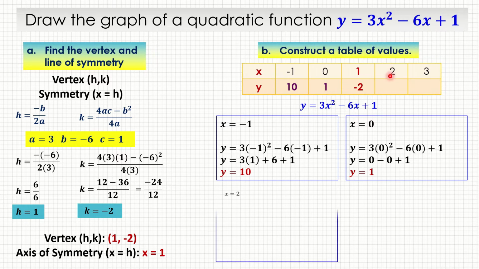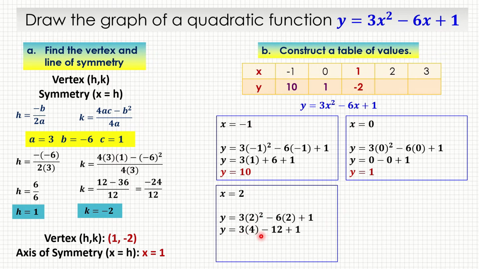Continue with positive 2. So we have y is equal to 3 times 2 squared minus 6 times 2 plus 1. So this one is equal to 3 times 4 minus 12 plus 1, which is equal to 12 minus 12 plus 1. Therefore, our y is equal to positive 1. So, the value of y is equal to positive 1 if x is equal to positive 2.